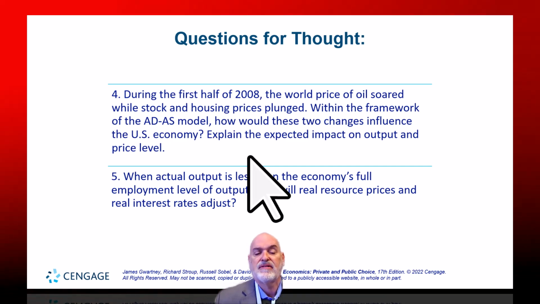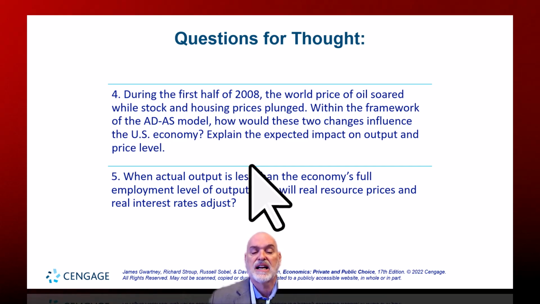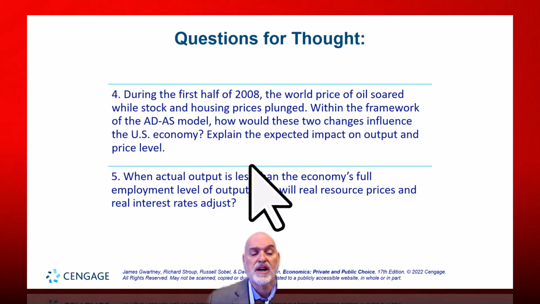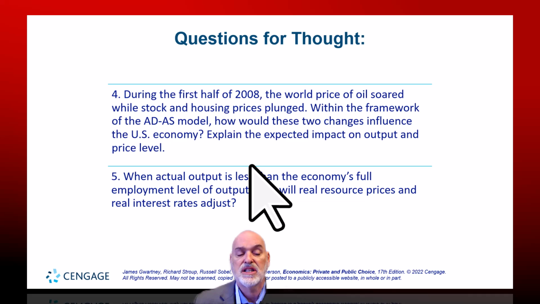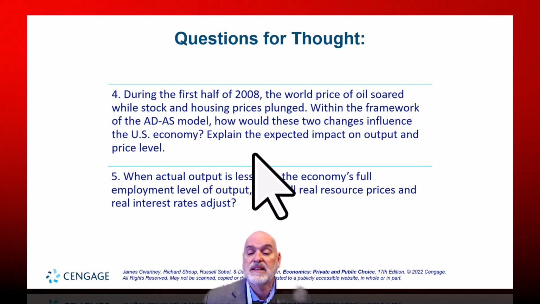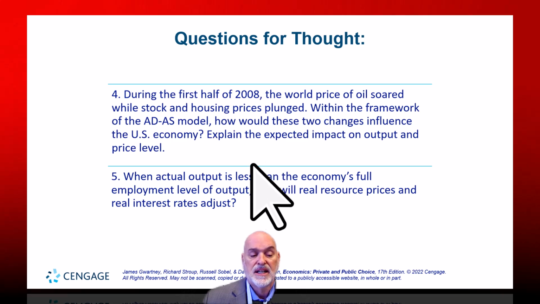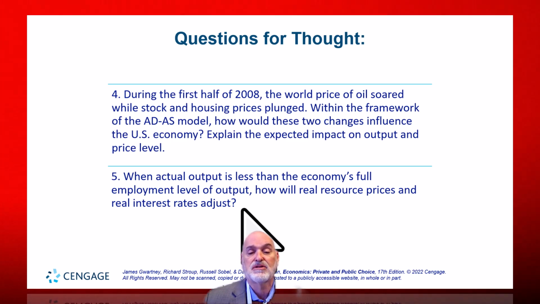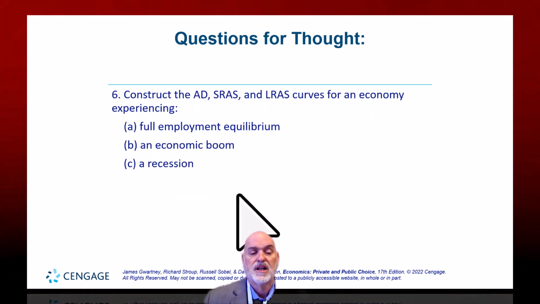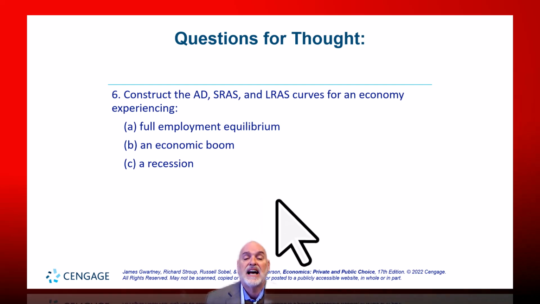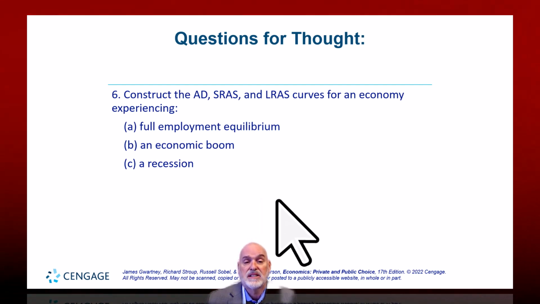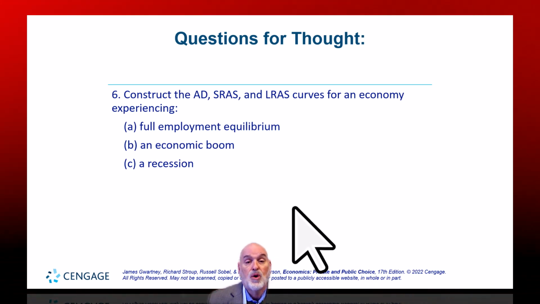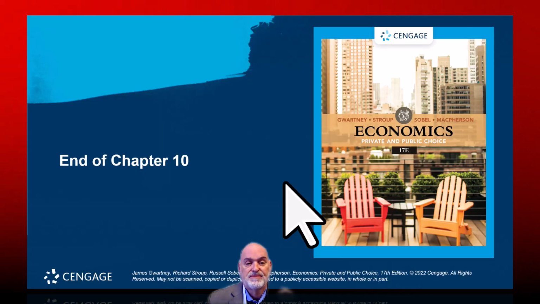Number 4. During the first half of 2008, the world price of oil soared while stock and housing prices plunged. Within the framework of the AD-AS model, how would these two changes influence the U.S. economy? Explain the expected impact on output and price level. Number 5. When actual output is less than the economy's full employment level of output, how will real resource prices and real interest rates adjust? Number 6. Construct the AD, SRAS, and LRAS curves for an economy experiencing A, full employment equilibrium, B, an economic boom, or C, a recession.